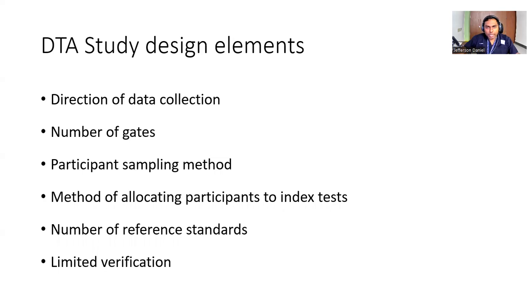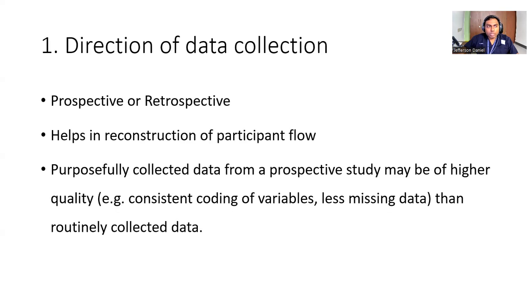What is the direction of data collection? Is it prospective or retrospective? How many gates are there? One or two? How is the participant sampling method done? Randomized or non-randomized? How are the patients allocated to the index tests? The number of reference standards: single, two, or composite, and have all patients undergone verification? Sometimes they may verify only a subset of patients with the reference standard, others may not be. So these six questions need to be answered.